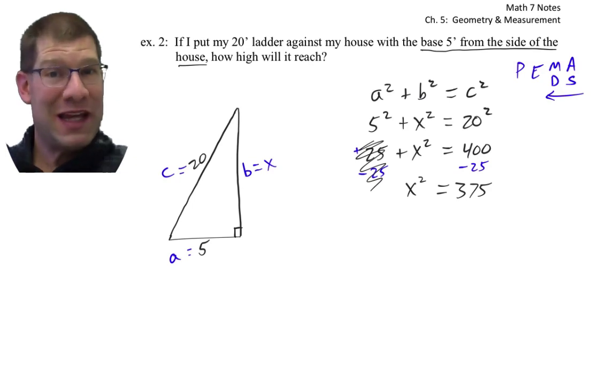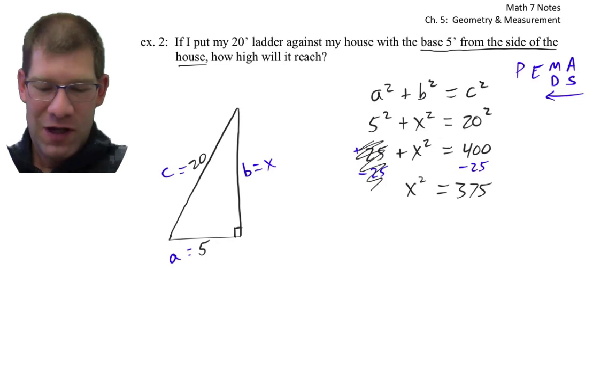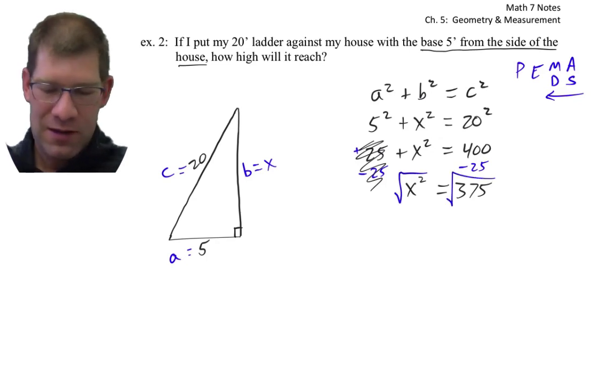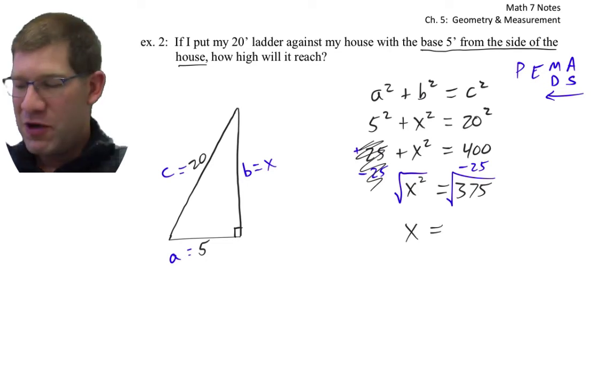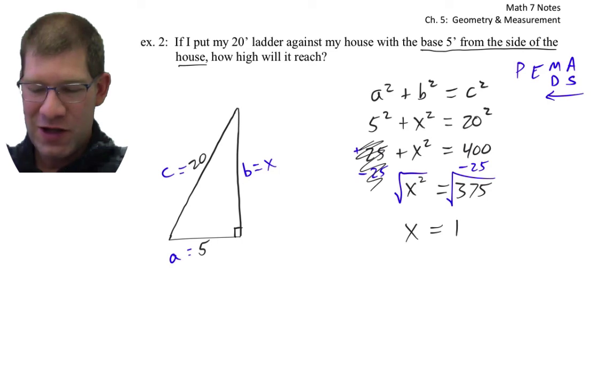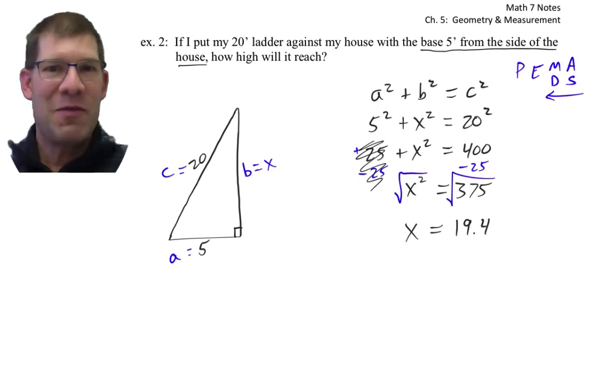Now I'm almost done. We can't quit there. We need to say x squared is 375. So we need to get rid of the squared by doing square root. And the square root of x squared just gives me an x. So if we punch square root of 375 into a calculator, it's going to come up with about 19.4. That's it. Let me know if you have questions.